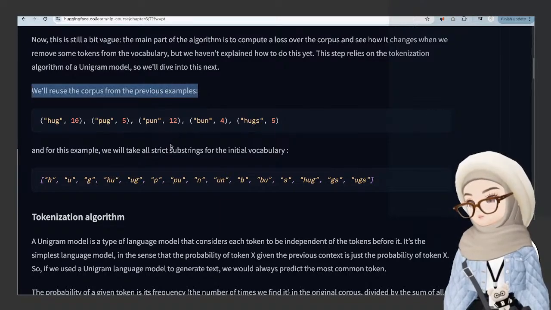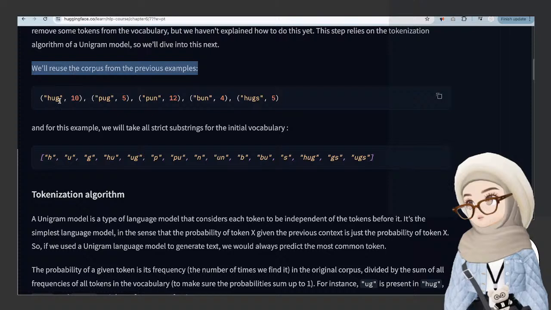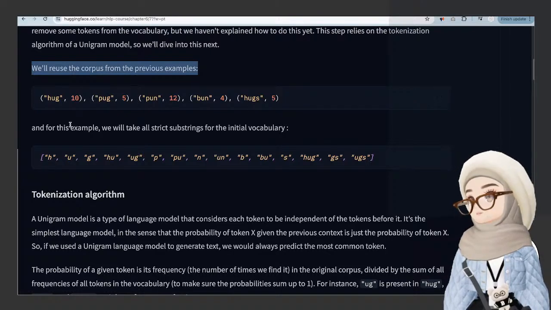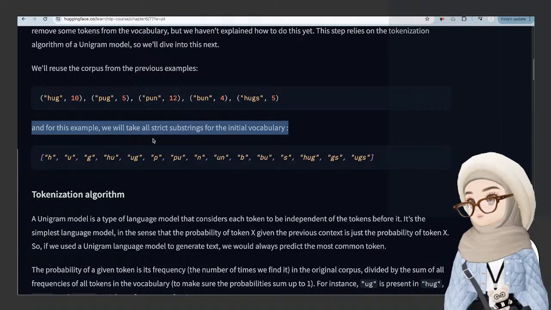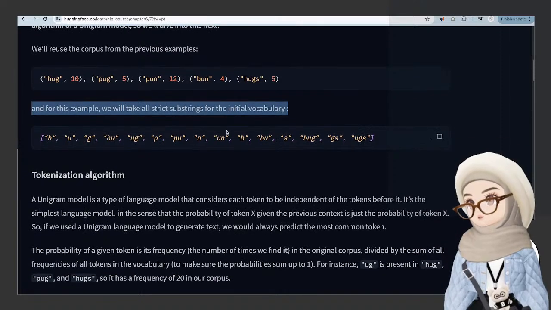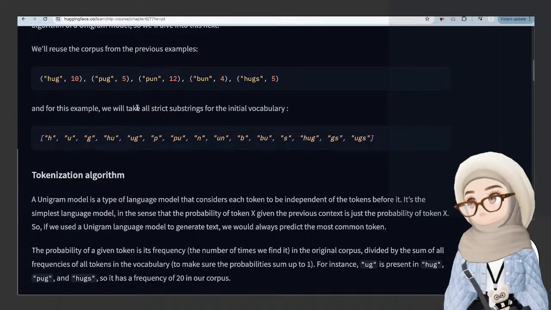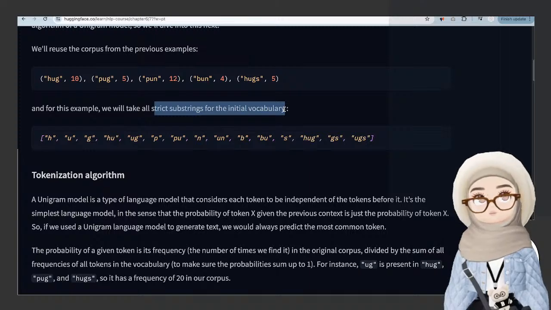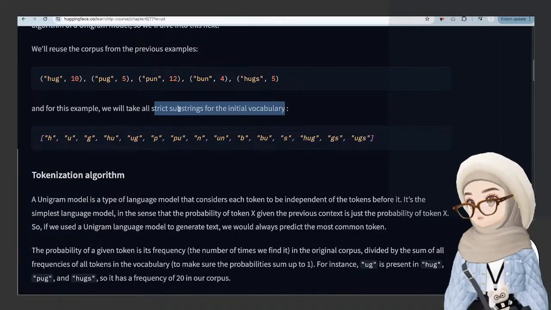This is our corpus. We have a hug and a pug and a pun and a bun and hugs. Okay. And for this example, we will take all strict substrings for initial vocab. Who agreed? Who decided on this? That's where my qualm is.